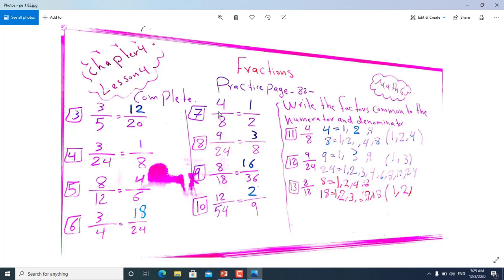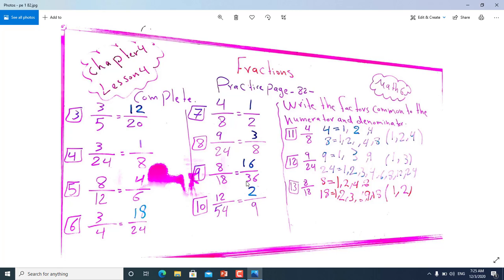Also, we will divide by 4, and we get 1. So it's 1 over 2, another equivalent fraction for 4 over 8. And from there we have 9 over 24. This 24, how can we make it 8? By dividing by 3. So when you divide the denominator by any number, you must also divide the numerator by the same number. So 9 divided by 3 is 3.